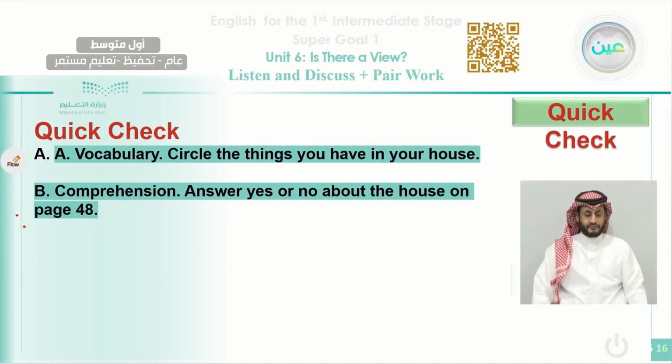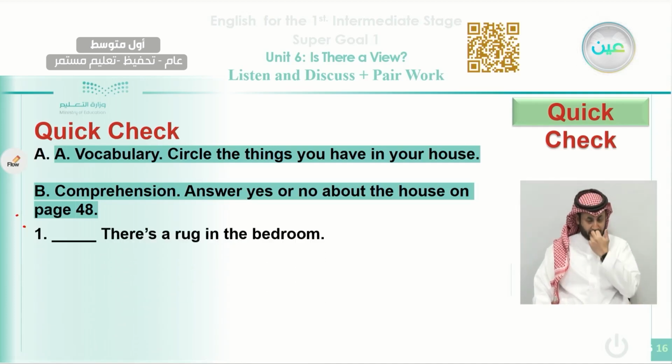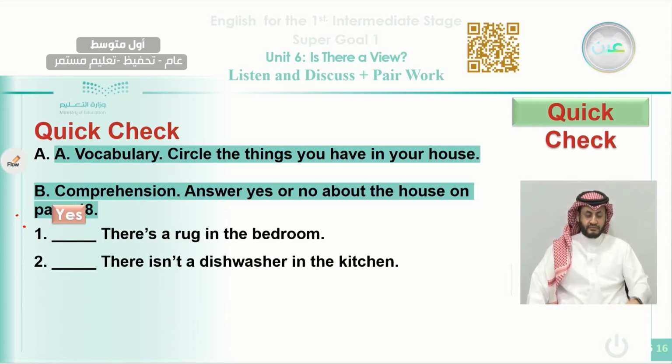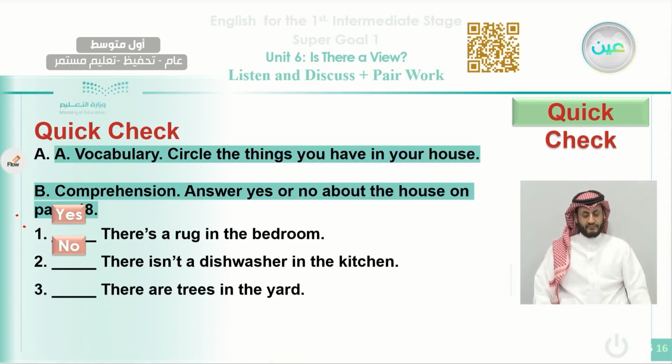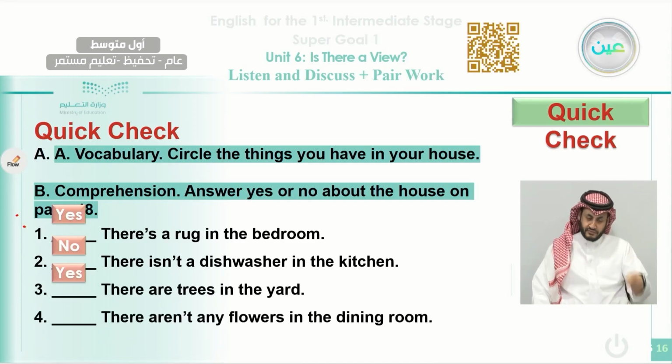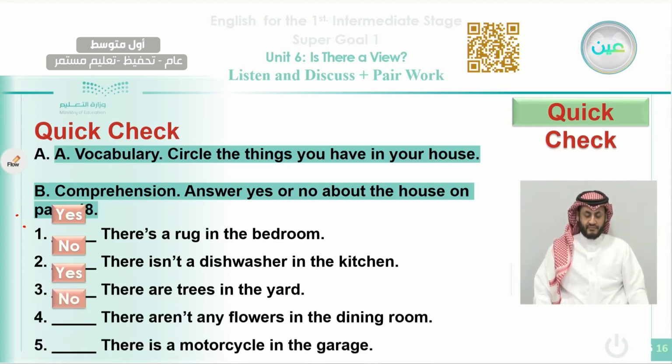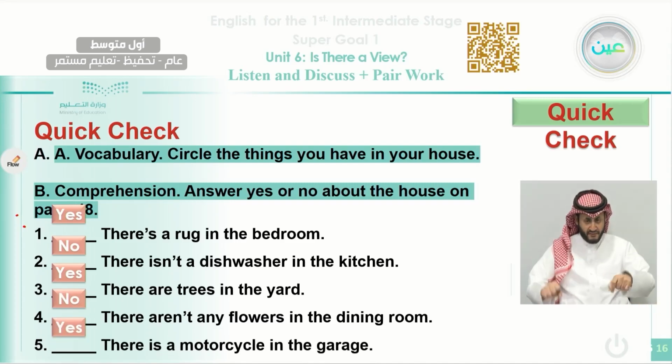Here we will check for your understanding. Answer yes or no about the houses that we studied on page 48. The first one, there is a rug in the bedroom. Is that true or false? That's yes. And here also, there isn't a dishwasher in the kitchen. That is also no. There is no dishwasher in the kitchen. There are trees in the yard. That's no also. And here there aren't any flowers in the dining room. No, the answer is no. There is a motorcycle in the garage. That is correct. Okay, now we could tell about the house, and you can learn about it.